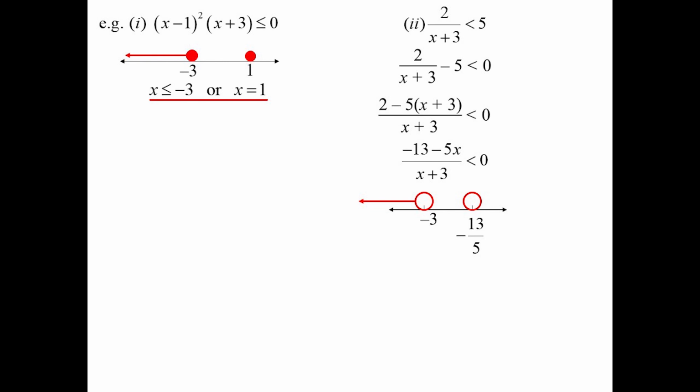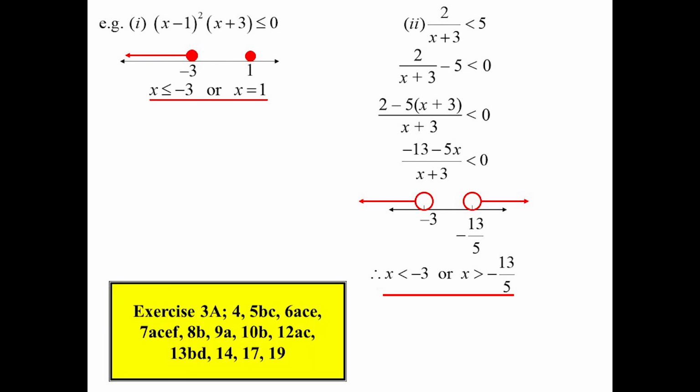All right, let's do the easy one. Bigger than minus 13 on 5? 0, 0 would be the logical one to pick. So what do we get? Minus 3. So yeah. Look, what you should find with these simple ones is that it's like a quadratic inequality. It's either going to be between the 2 points or on the outside of the 2 points. Okay, so 3A, a bit of a mixture there of things to look at.